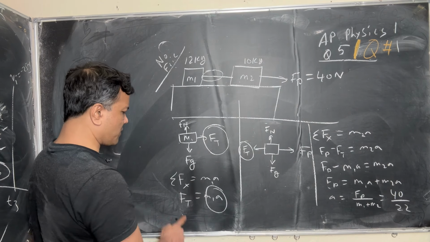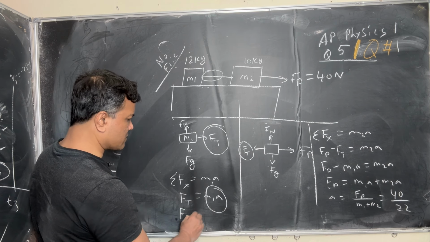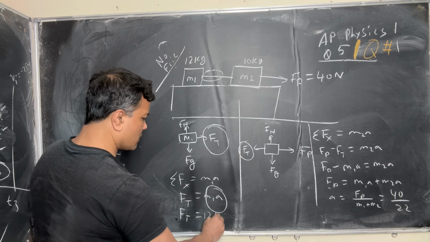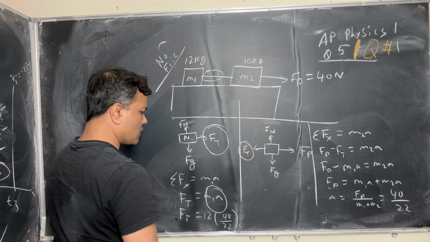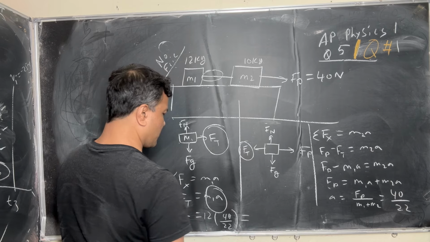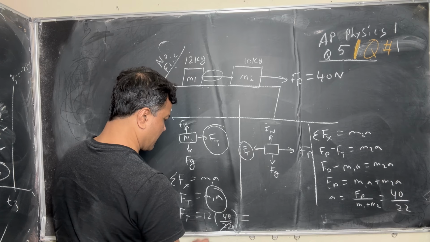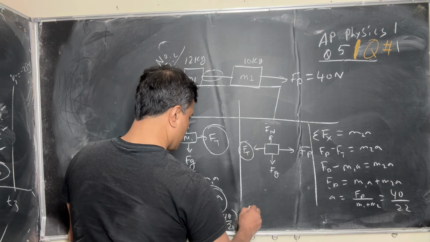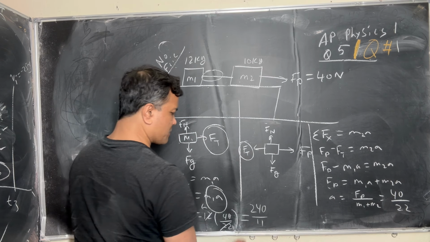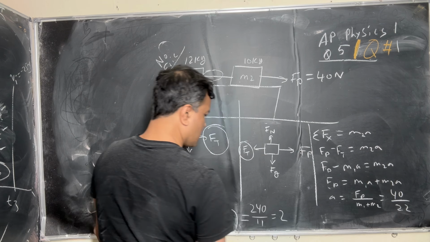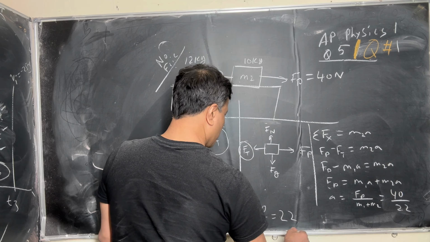40 divided by 22. Now you want to see what is the tension force, because that's what I asked you to find. So Ft is equal to m1, m1 is 12, times 40 over 22. Okay, so 12 times 40 over 22. That's 11, this is 6. 240 divided by 11. So 11 goes into 24 twice. Okay, 22. All right, so about 22. Okay, so this is 22 Newton.